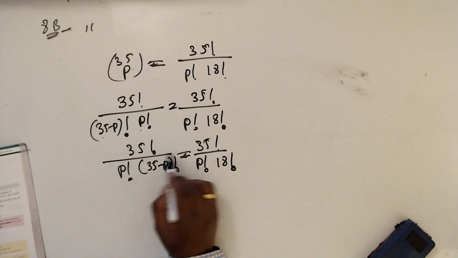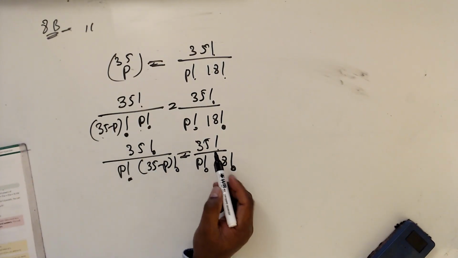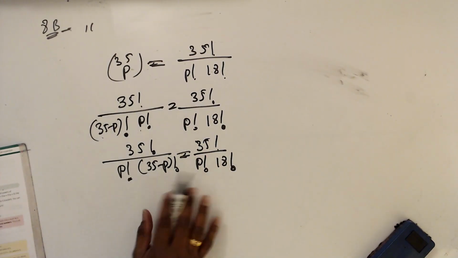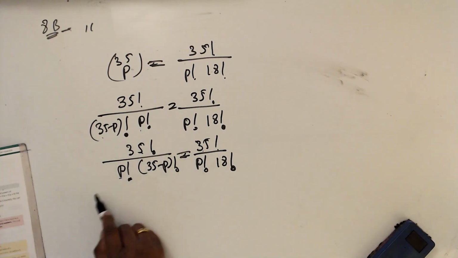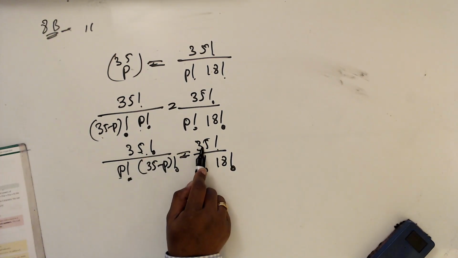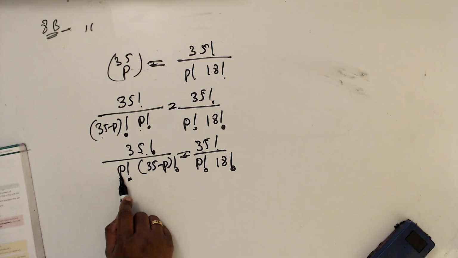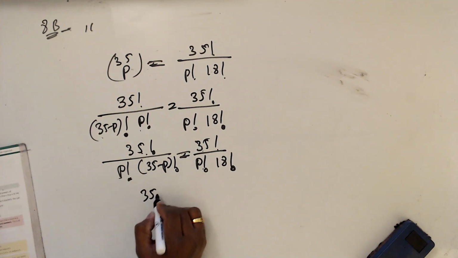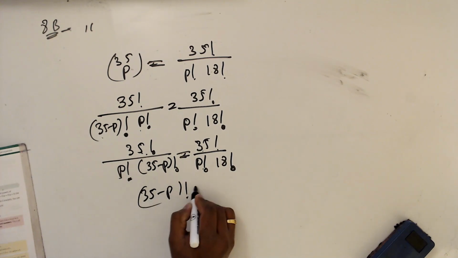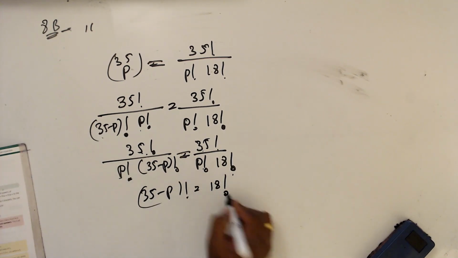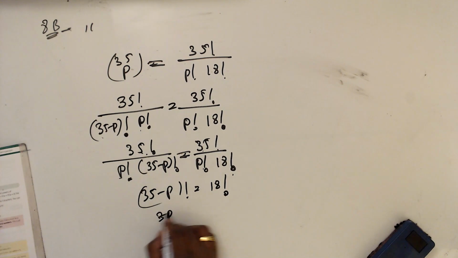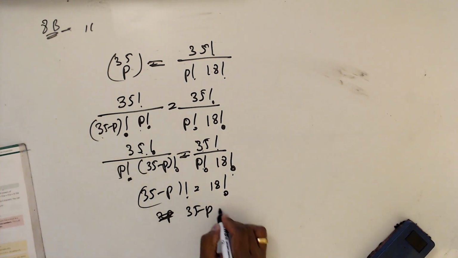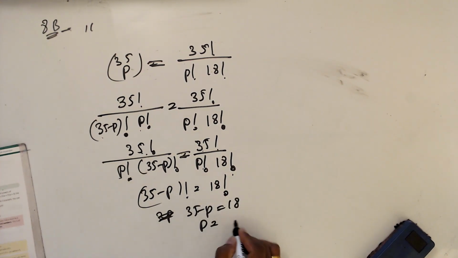This is the equation. Now I'm going to give an argument. To make this equal, each part separately has to be equal. 35 equals 35, factorial p equals factorial p, then factorial 35 minus p equals factorial 18. It means 35 minus p equals 18. It means p equals 35 minus 18, 17.